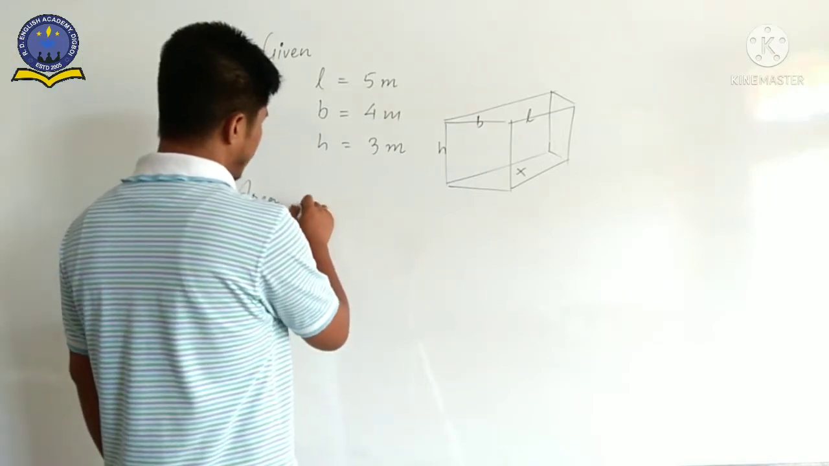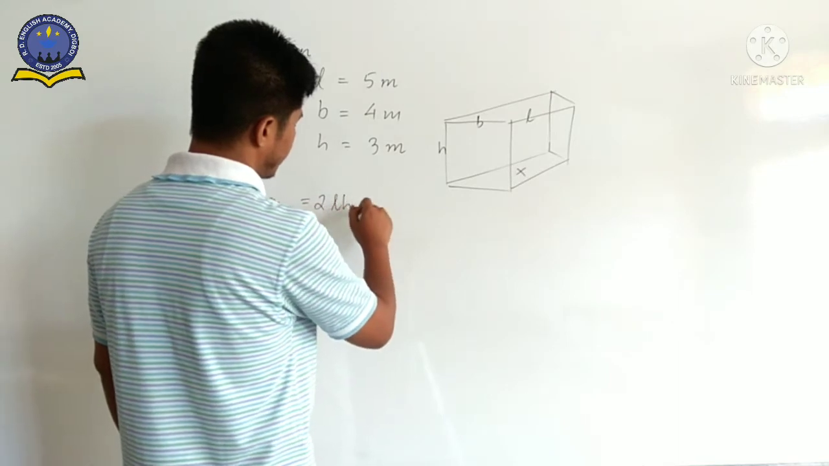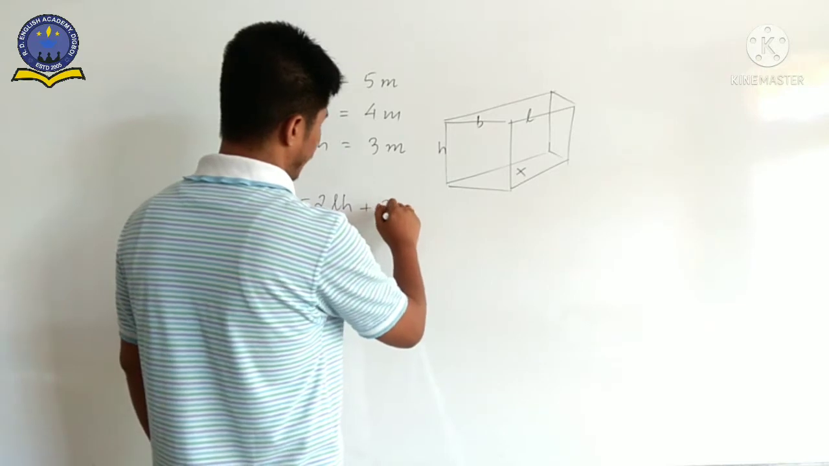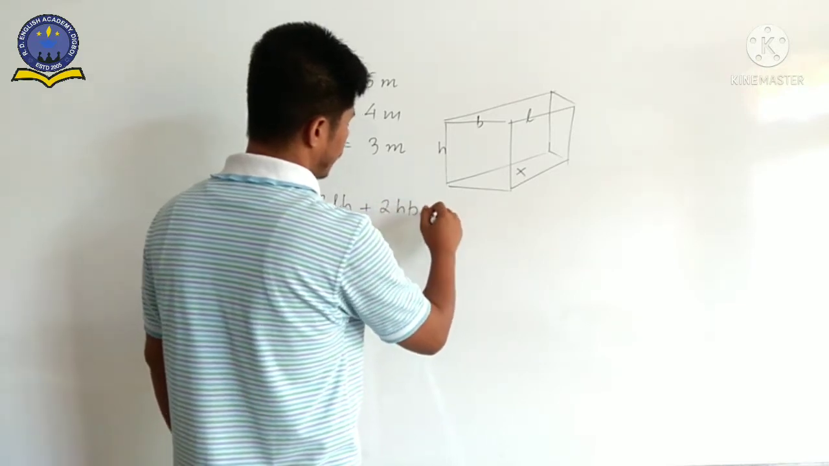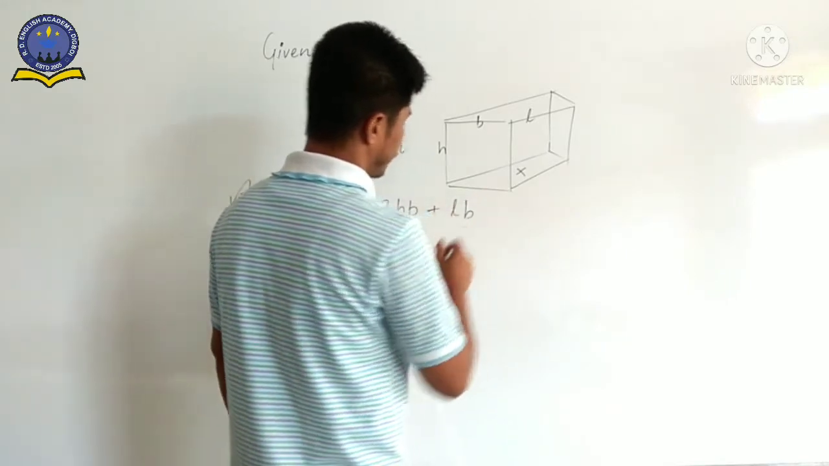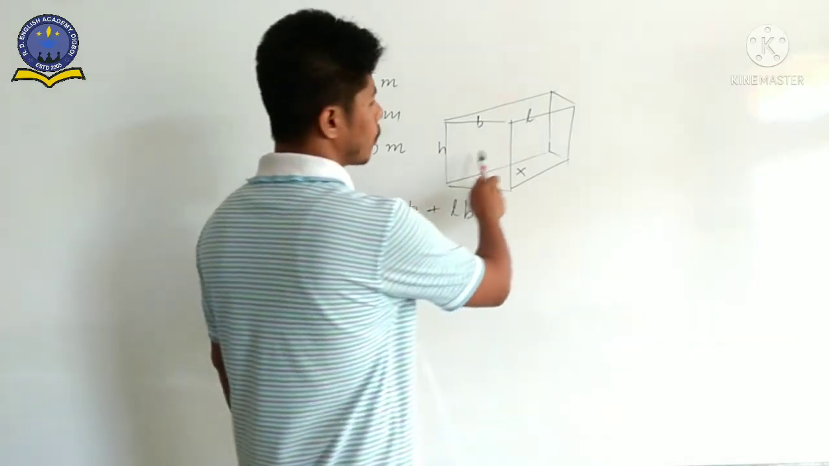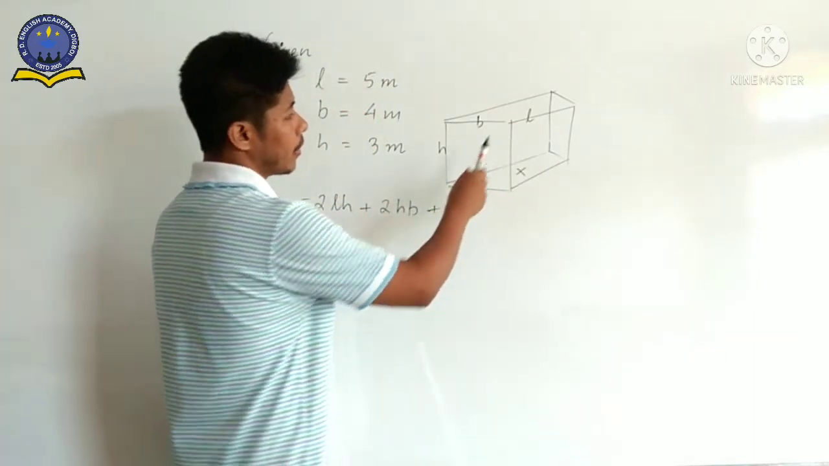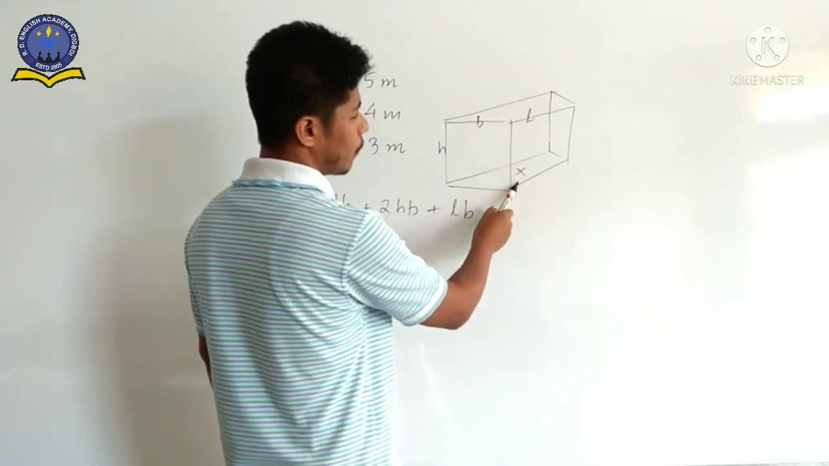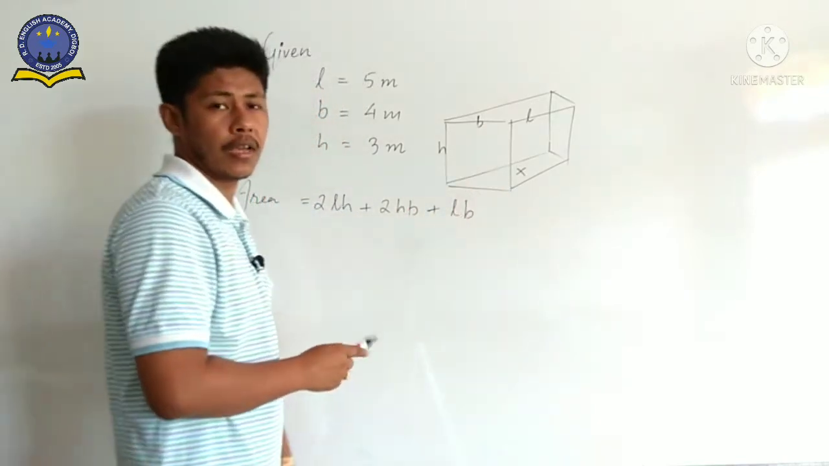So here we simply write area, and in this case we write 2 times of length, height, plus 2 times of height, breadth, plus 1 time of length, breadth. Is it clear? Did all of you understand this one? Why do we write it this way? Because for length, height and breadth we take 2 times, but for length, breadth we take only 1 time. This one is the ceiling part, and this one is the floor part, so that's why we write only 1 time length, breadth.